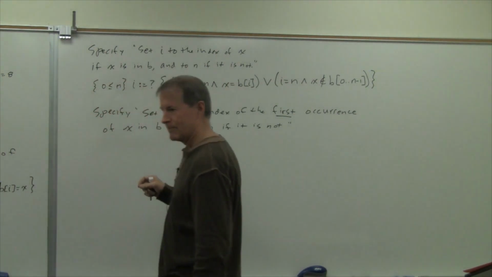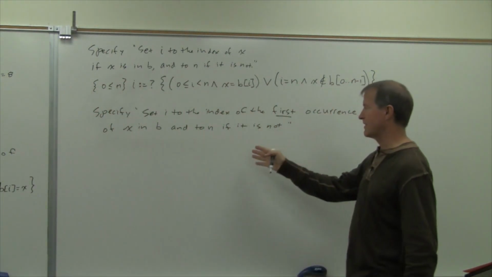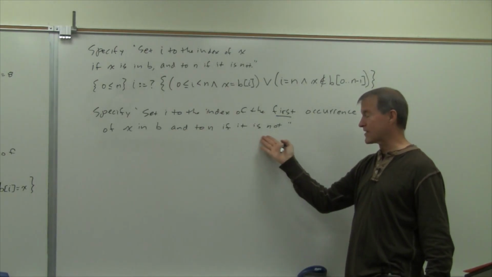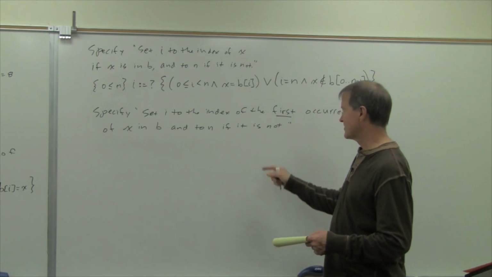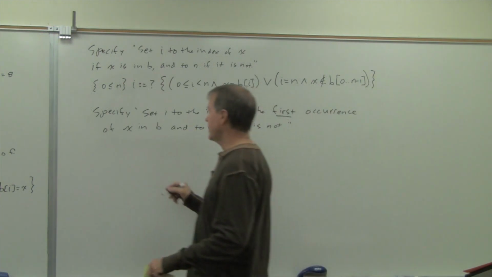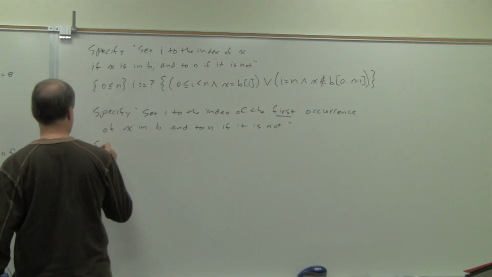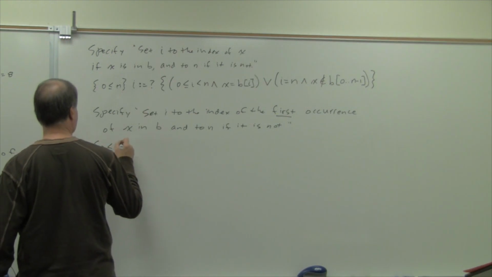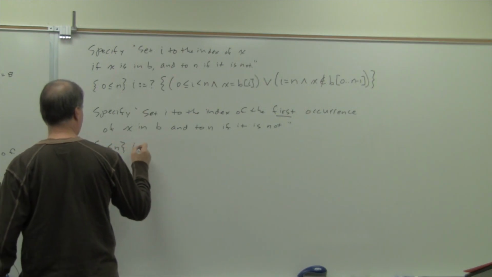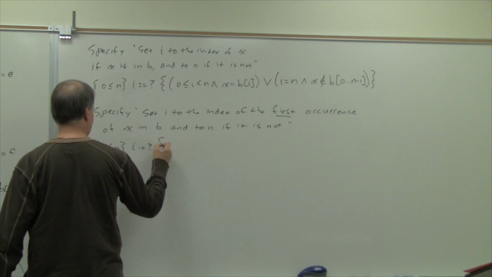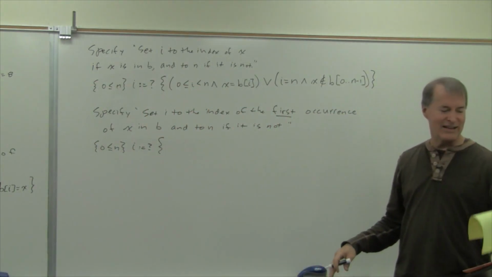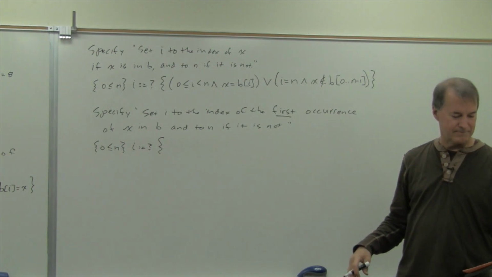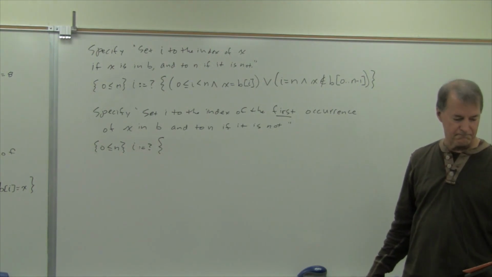Okay, so now, if it's not in there, then set it to n. So 0 is less than or equal to I, and I is equal to n. I gets whatever. Now, this one is kind of tricky. Can we just write I equals n and x is not an element of blah blah blah real quick?